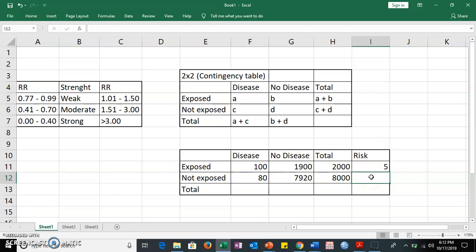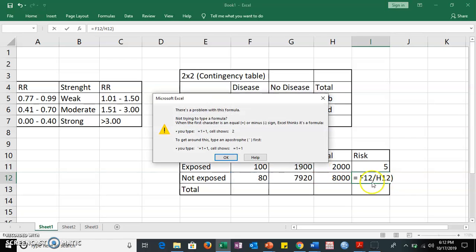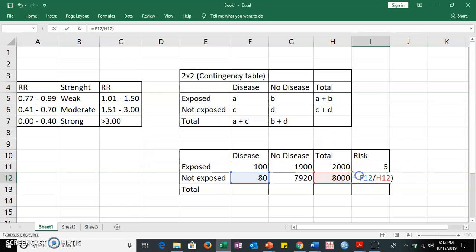So sunod is the unexposed. Same thing. Number of diseased pero wala na exposed over the total number of the unexposed, times 100. So we get 1% risk sa unexposed.